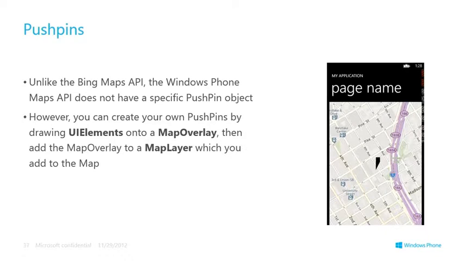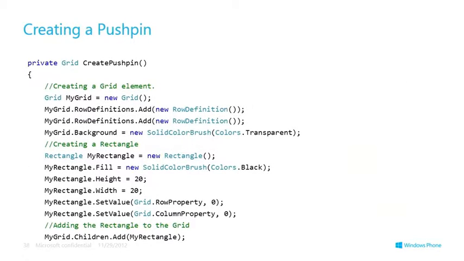One last thing, pushpins. Unlike the Bing Maps API, we don't actually have a specific pushpin object, but you can draw any UI elements onto a map overlay object, and then you add that map overlay object onto a map layer. You've already seen plenty of examples of pushpins being drawn onto the map. Those are all self-drawn objects. This is the kind of code you would use.